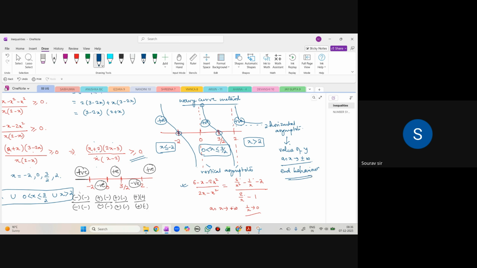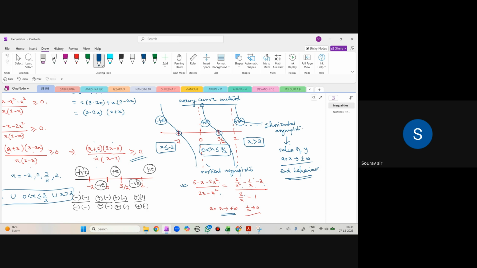Now to figure out the end behavior, you should write the expression and divide both the numerator and the denominator by the highest power of x, or the degree of x. So I divided numerator and denominator by x square. So I got the expression as 6 by x square minus 1 by x minus 2, over 2 by x minus 1. And then I checked for x going towards positive infinity, because here I'm starting from x greater than 2 and I'm going towards positive infinity.